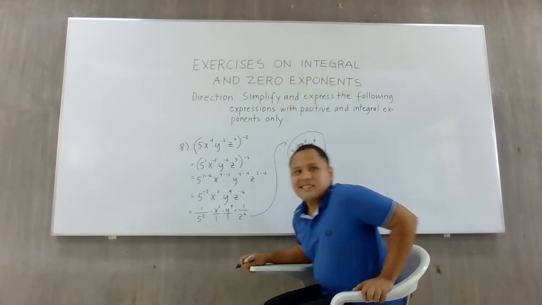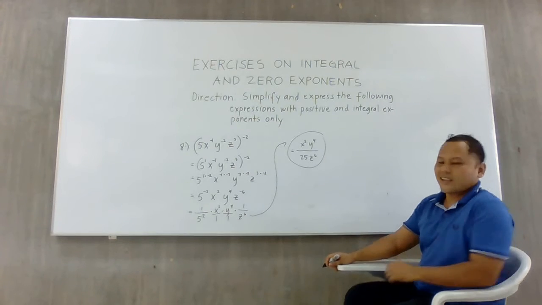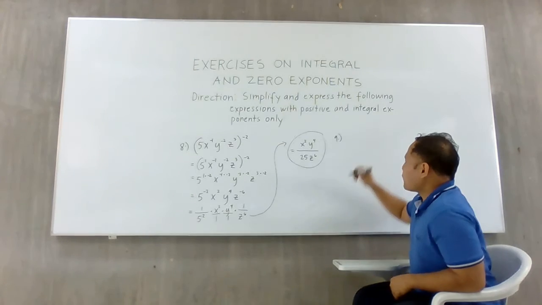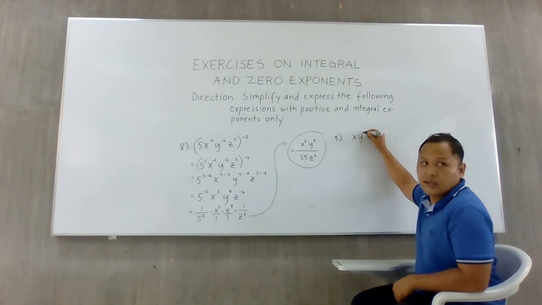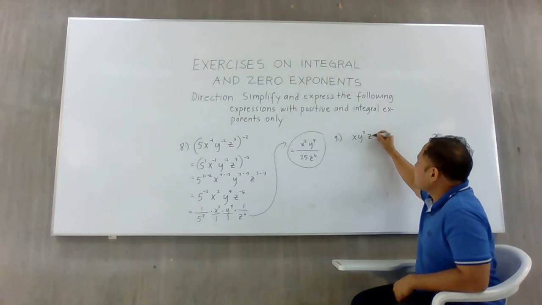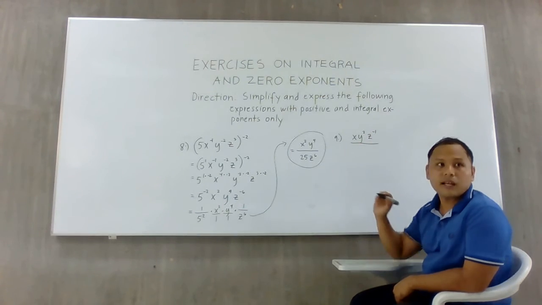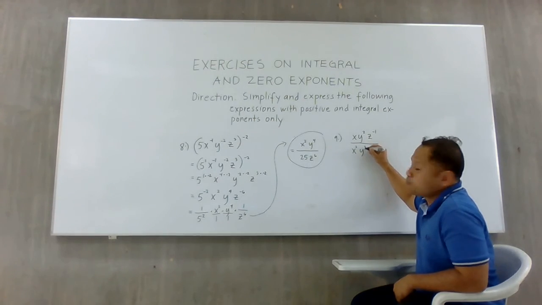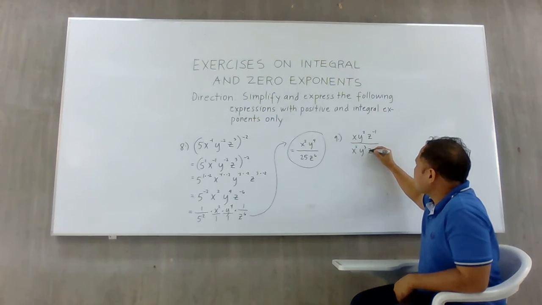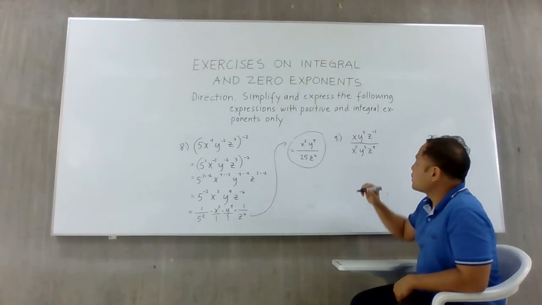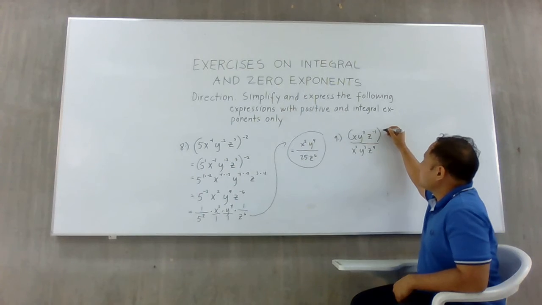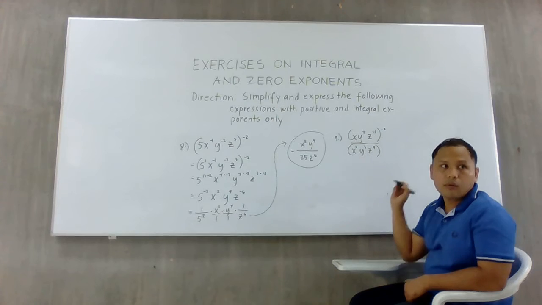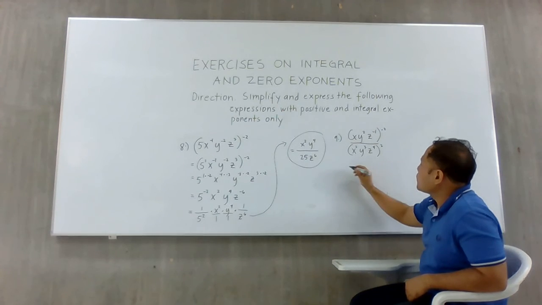Right? Let's have number 9. We have x, y squared, z negative 1 divided by x squared, y cubed, z to the power of 4. The numerator is being raised to the power of negative 2. The denominator is being raised to the power of positive 2.